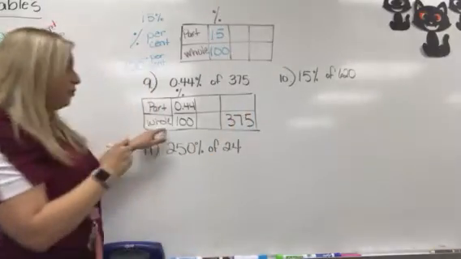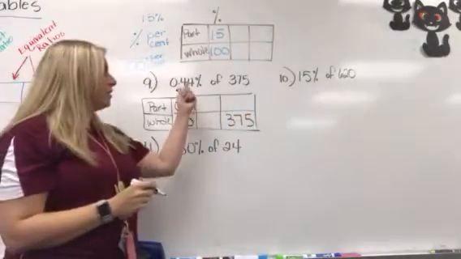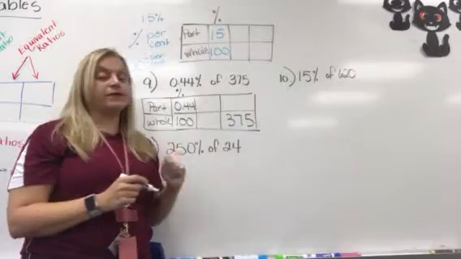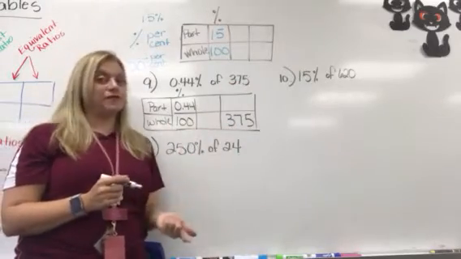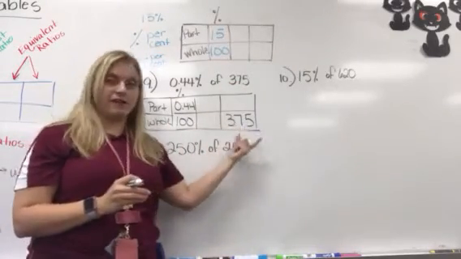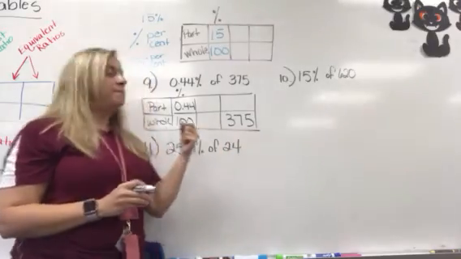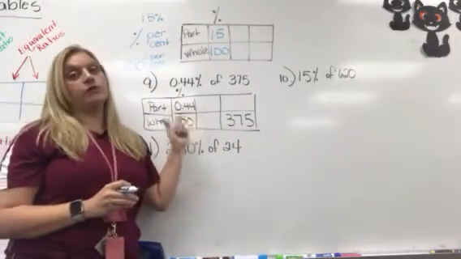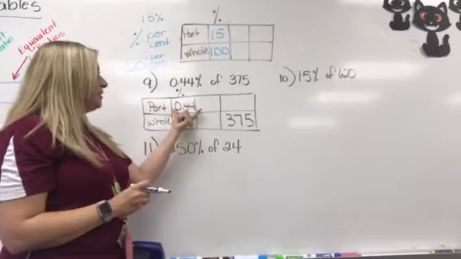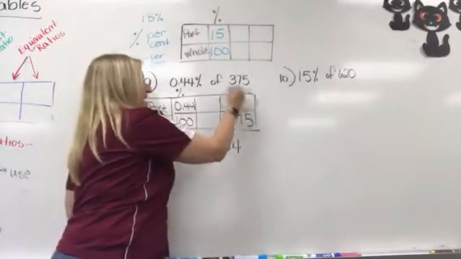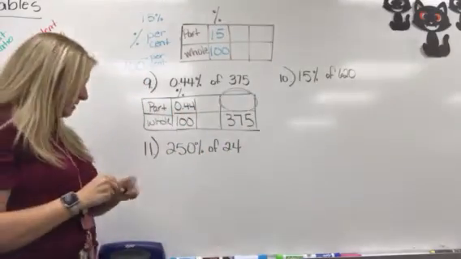375 is our whole amount, because if I had gotten 100% of 375, it would have been 375. 100% would have been 375 out of 375. But we're doing 0.44%, so we need to figure out how much is that. It's going to be kind of small. How sad is that?